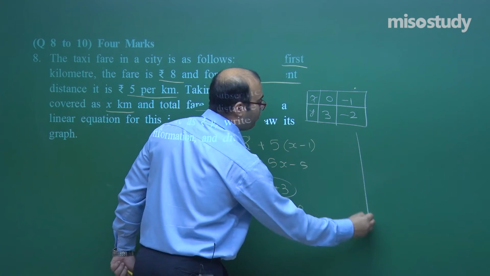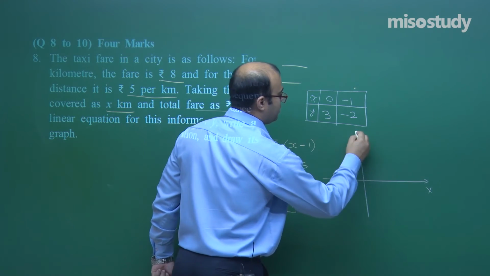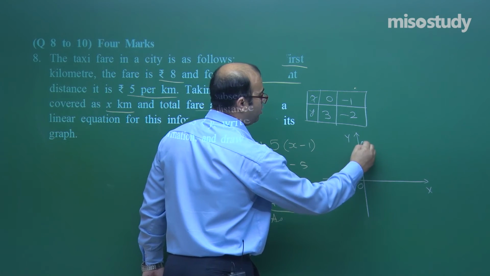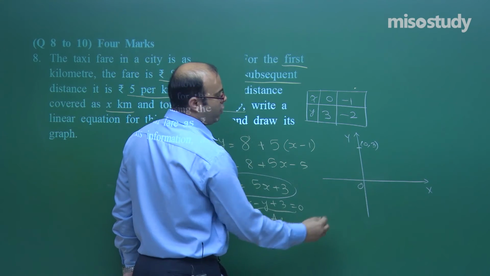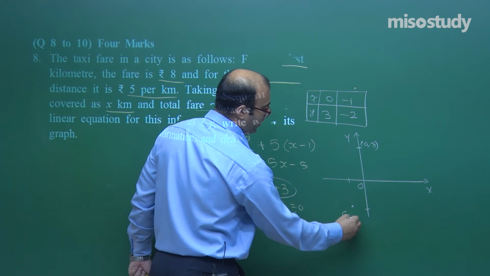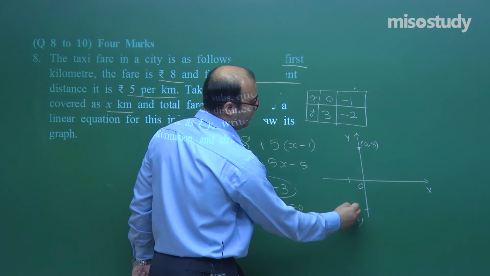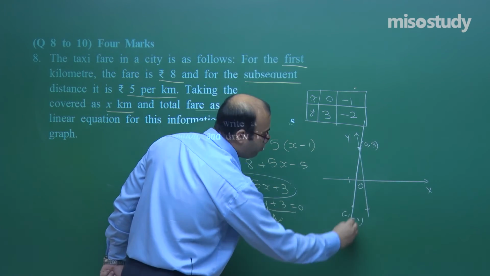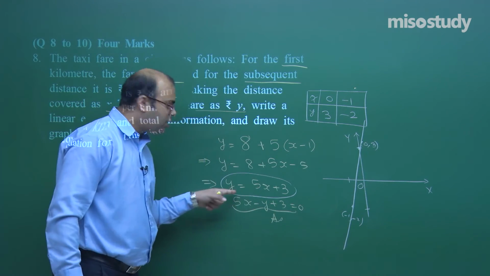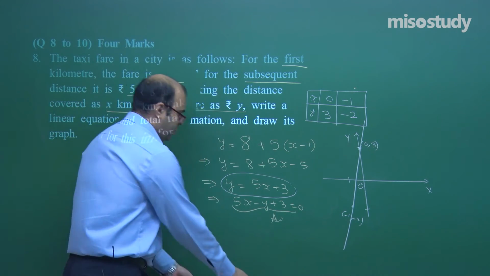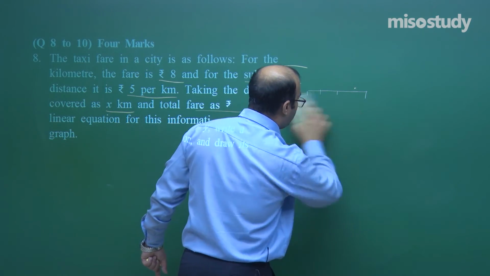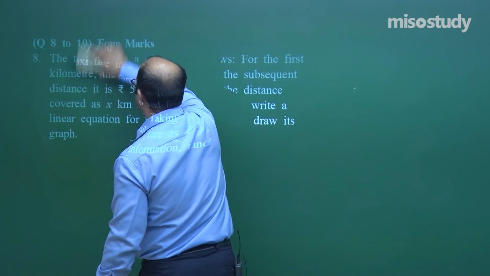Now we have to draw the graph. So this is the x-axis, this is the y-axis, this is the origin. 0, 3 is a point here, and minus 1, minus 2, minus 1 for x, minus 2 for y, is this. So these 2 points are given to us. We will simply join these 2 points and we will get the line. This is the line which is represented by this equation, students. Okay, nice.